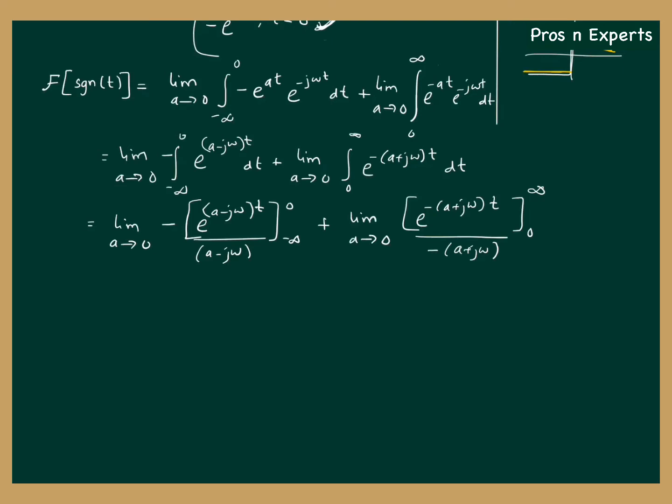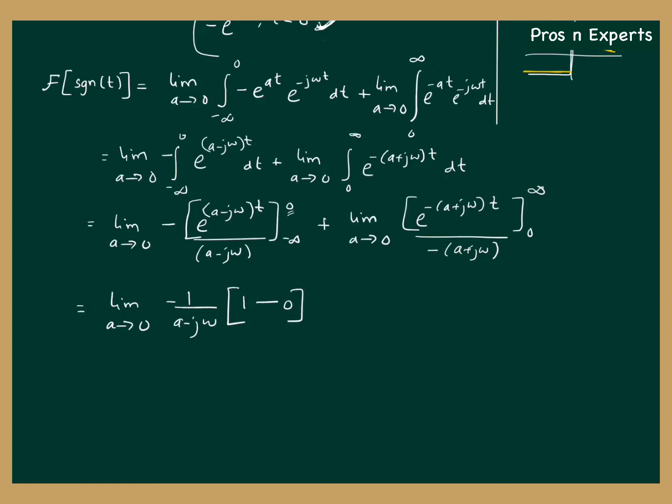Okay, let me get some more space. So that is equal to limit a tends to 0 minus 1 by a minus j omega into, now we can apply the limits. While we apply the upper limit, it is going to be e raised to 0, that is 1, minus, and now when we apply the lower limit, it is going to be e raised to a minus j omega into minus infinity. So it is e raised to minus infinity, and you know e raised to minus infinity is 0.